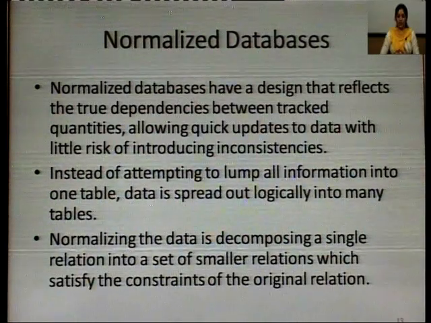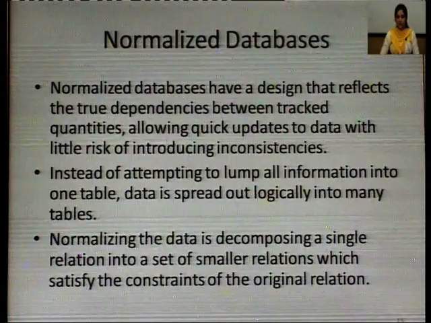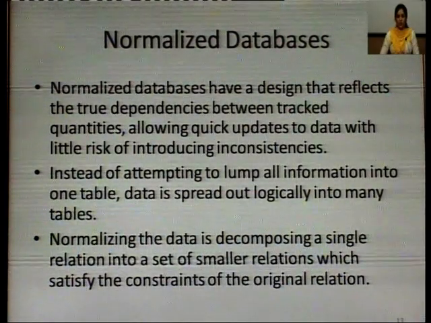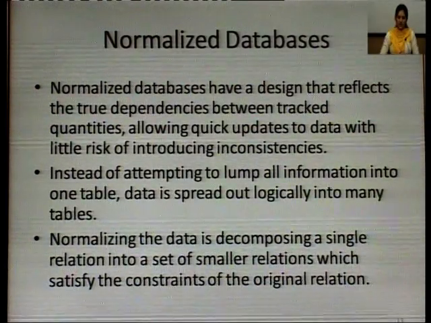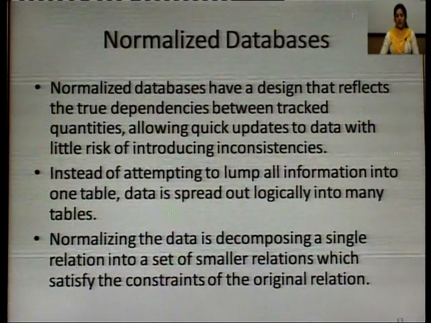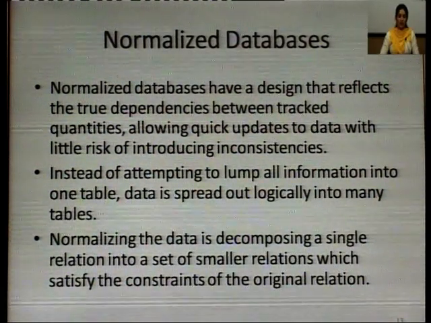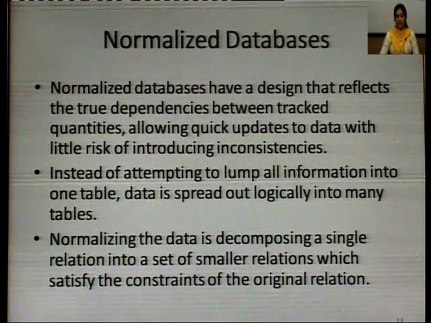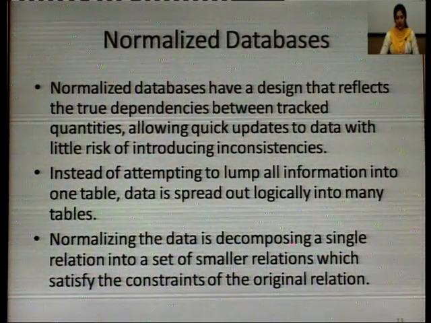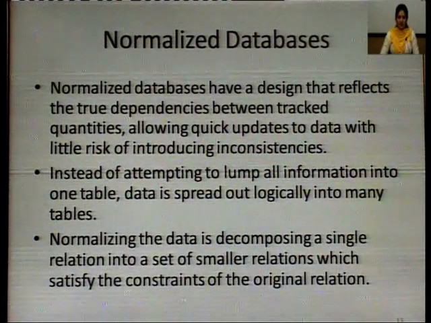For example, if you have to store the information of employees as well as the projects they are handling, instead of taking all the information into one single table, you should spread the information into many tables. You should have two tables. One will be storing the information of the employee and the other will be storing the information about the projects that are being handled by all the employees. So this is done in normalized tables.